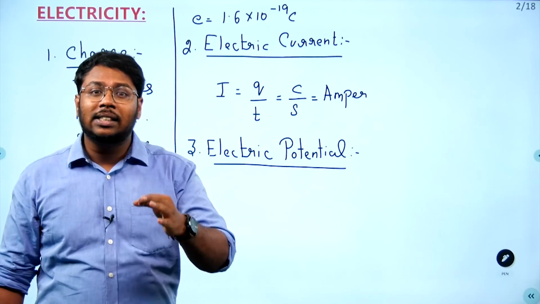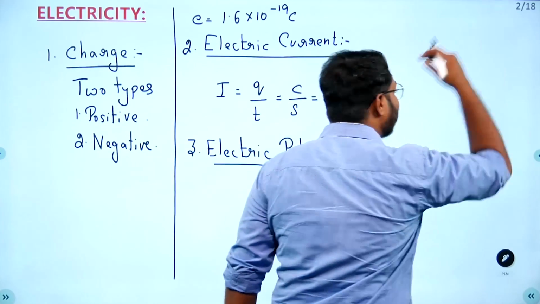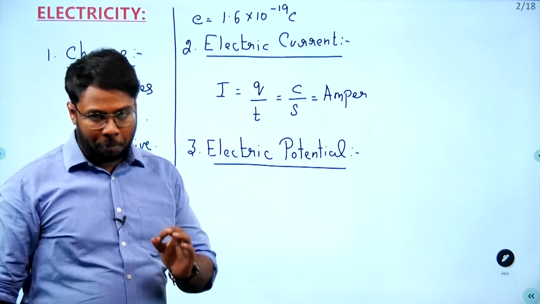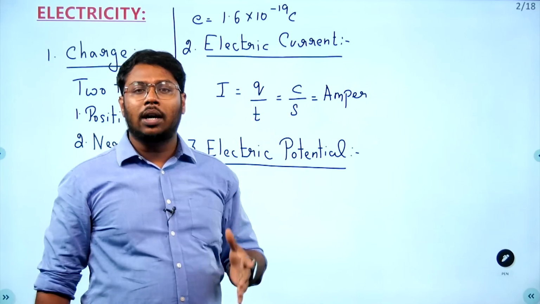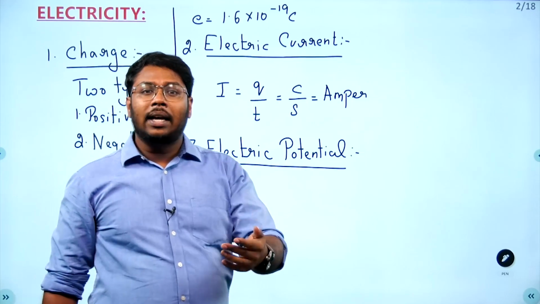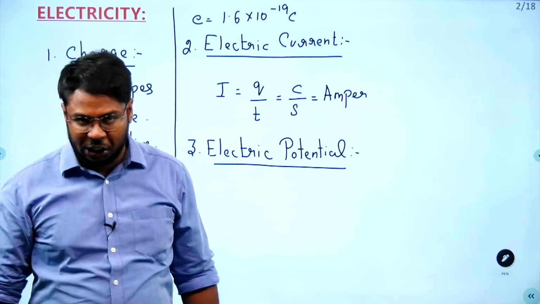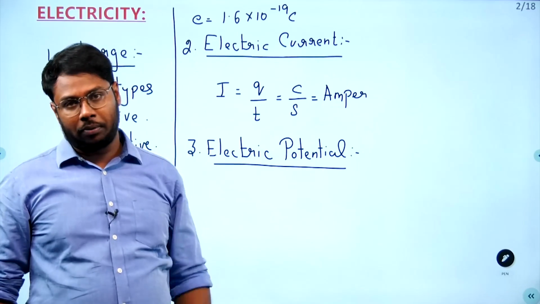The work that is required to bring a charge from some reference point to a destination. I repeat, potential means it is the ability to do work for what? Bringing a charge from some reference point to a particular destination. So, that is called the electric potential.